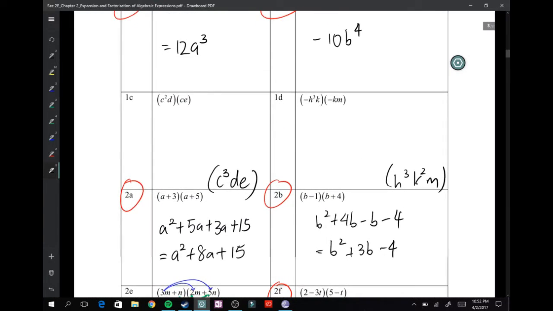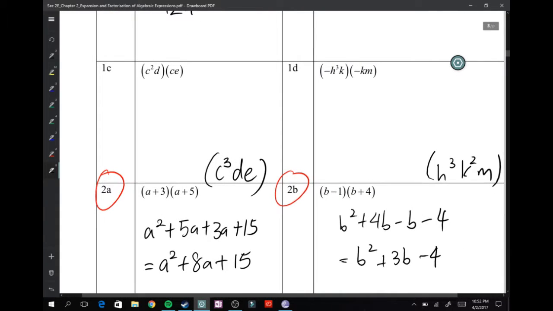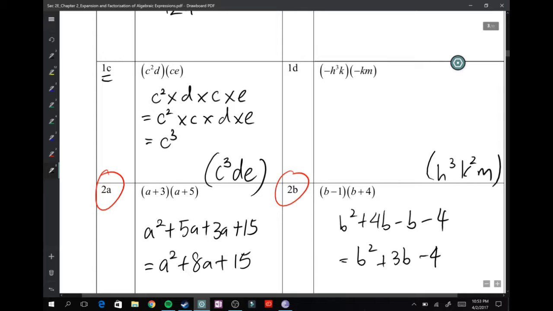Something very simple here. For 1c, it'll be c squared times d times c times e. That should give you, group all the c together. You should be able to get c cubed d e, which is the answer that I wrote for you.